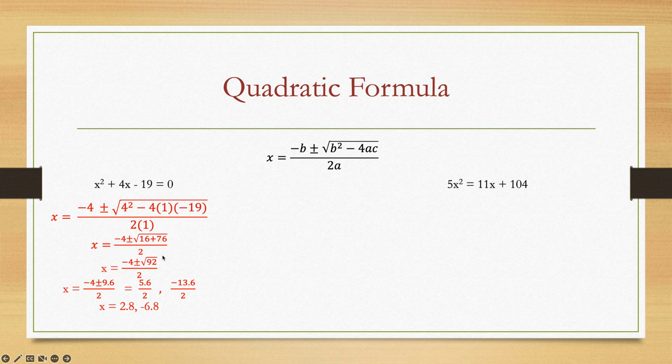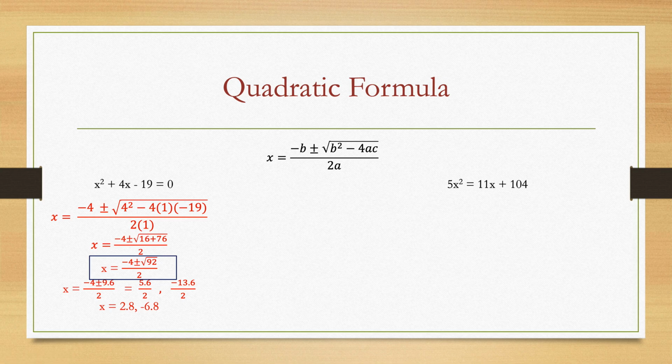Now, if I said to leave this answer in radical form, I'm done. And most often it is in radical form, but sometimes they want you to go through to a decimal. Square root of 92 is about 9.6 rounded off. That gives me 5.6 over 2. If you do negative 4 plus 9.6, you get 5.6. Negative 4 minus 9.6 is negative 13.6. Dividing each by 2, I get 2.8 and negative 6.8. Okay? All right, you try the next one.